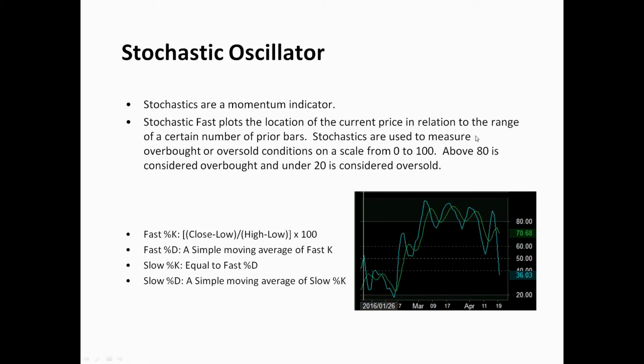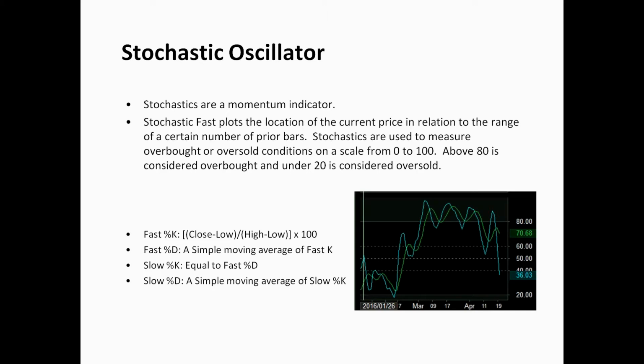Now, the first key ingredient in the rifle chart is a stochastic oscillator. Stochastics are a momentum indicator. We're going to use the fast plot for the location of the current price in relation to the range of a certain number of prior bars. Stochastics are used to measure overbought or oversold conditions on a scale from 0 to 100.